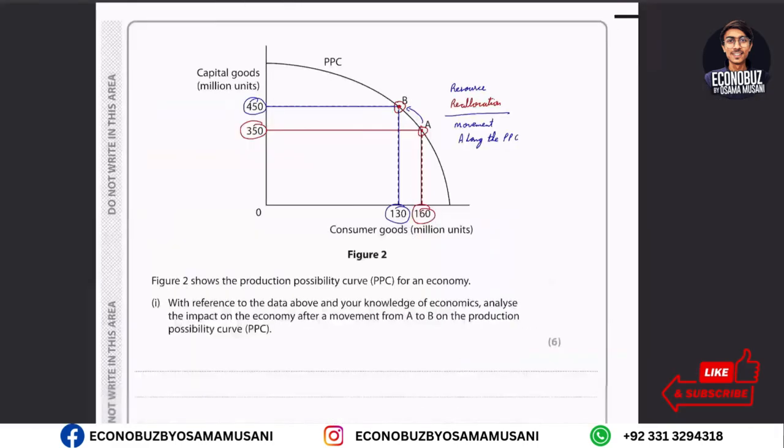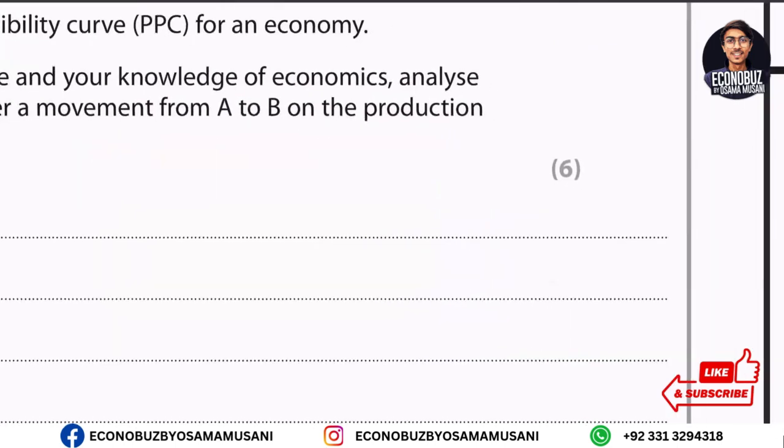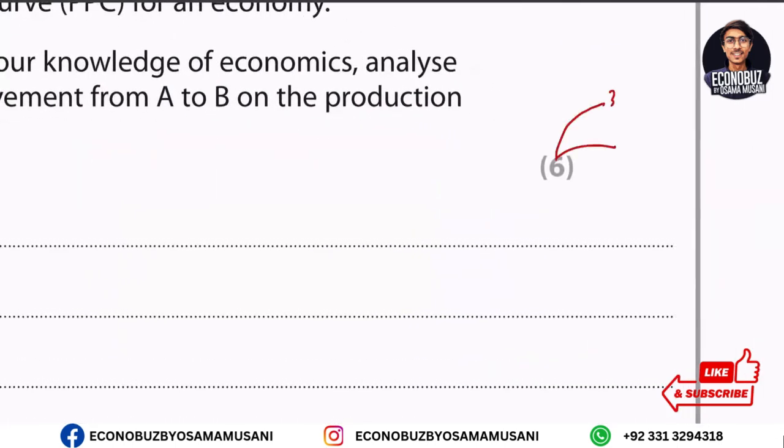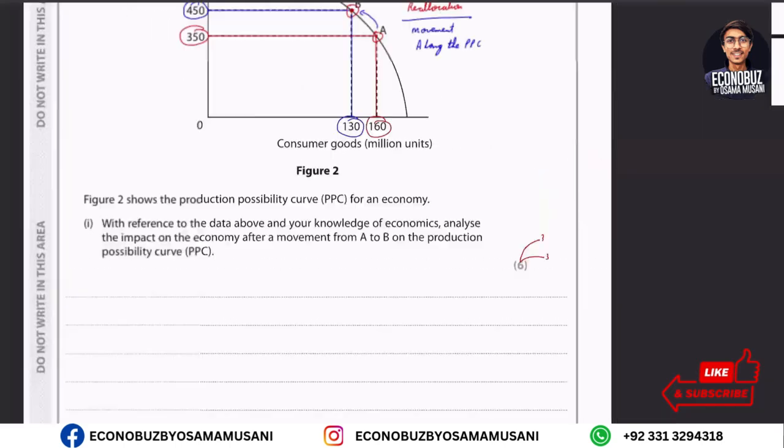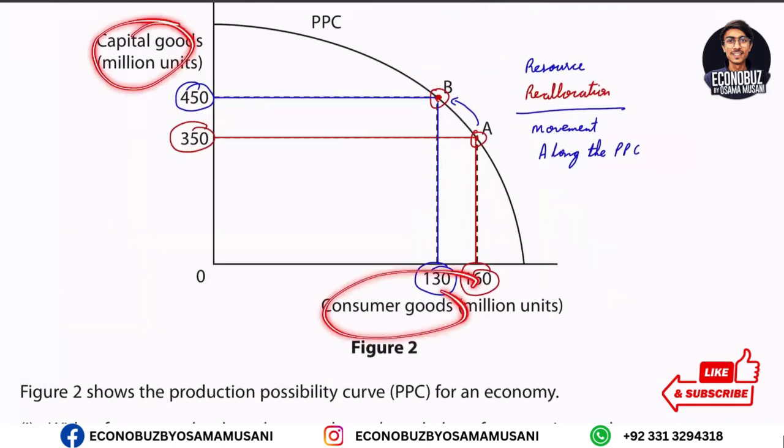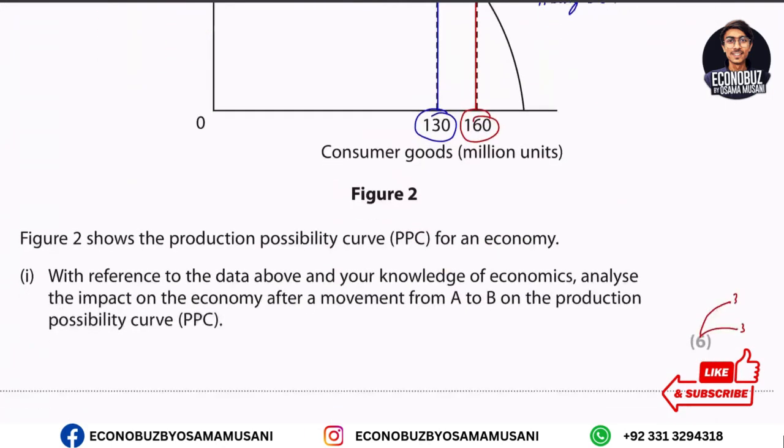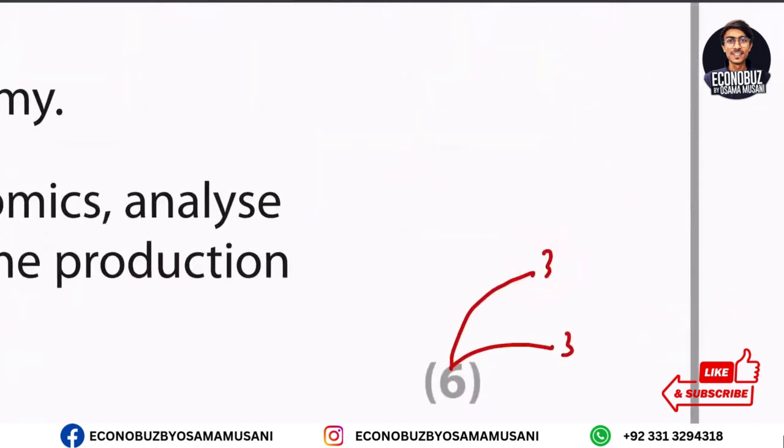So here this is a 6 marker question. We have 3 marks for relating our answer to the context and 3 for the analysis part. If you mention the capital goods, the consumer goods, the number of the consumer goods, the number of the capital goods, we would be gaining the first 3 marks for relating our answer to the context. And the other 3 marks would be for analysis. What would happen next? What is the impact?